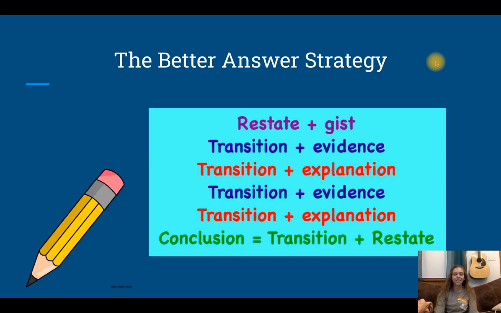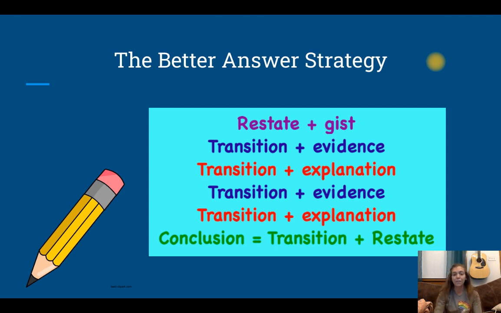All right, let's review our better answer strategy. My favorite thing to teach, it really is. So in the better answer strategy, we think about that hamburger. We have our top bun, which is our restate and our gist. We have a transition and evidence, transition and explanation, transition and evidence, transition and explanation. Then we have a conclusion, which is our transition and a restate.